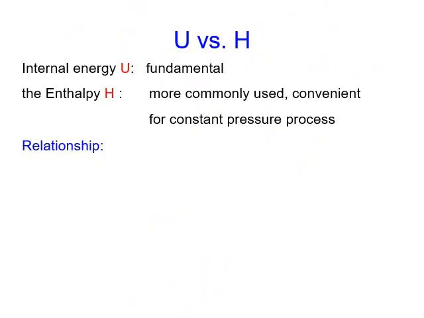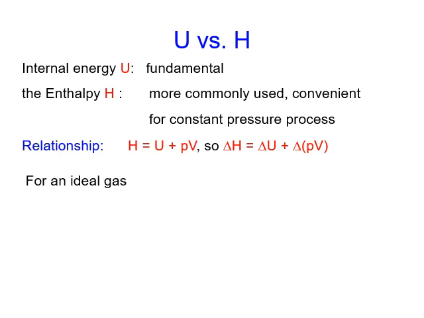Let's compare internal energy and enthalpy. Internal energy is the sum of kinetic energy and potential energy. It's fundamental to the system. Enthalpy is more commonly used for convenience to calculate the heat under constant pressure. Enthalpy is defined as internal energy plus PV. For an ideal gas, we have learned that internal energy only depends on kinetic energy, which is a function of temperature only. Potential energy is 0 because there's no intermolecular interaction.